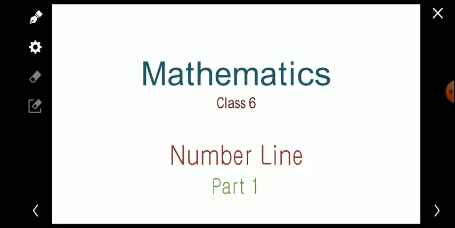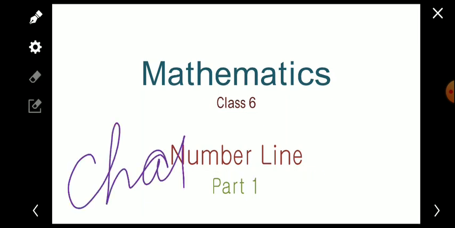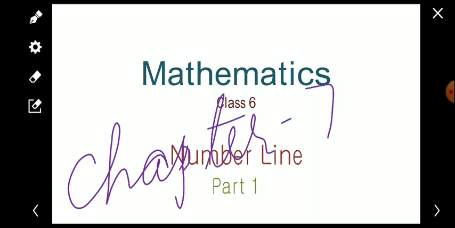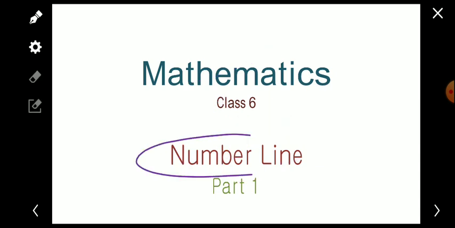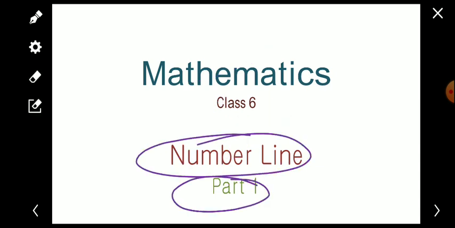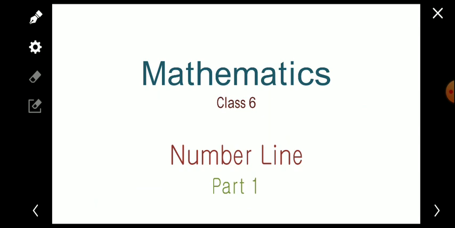Today we are going to start a new chapter, chapter 7. The chapter is number line. In the last session we have completed chapter 6, and today we are going to start chapter 7, number line, and it is the first part of this chapter.